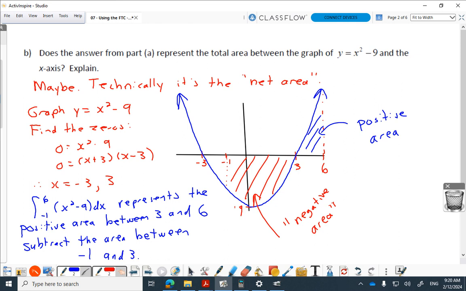Math people jump in and go, well, that's fine for physics, but I want this to be the area. What am I supposed to do here? Can anyone look at the picture and tell me exactly what to do to get the area? How much area is between the curve and the axes? Like, how much is this plus this? What am I going to do?